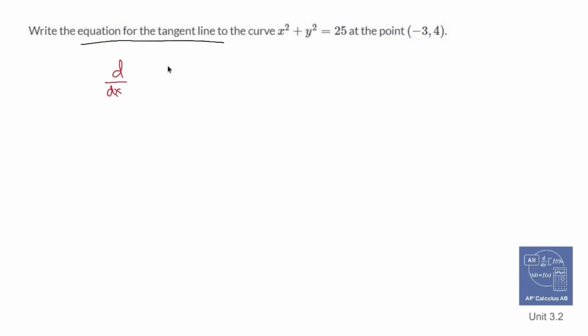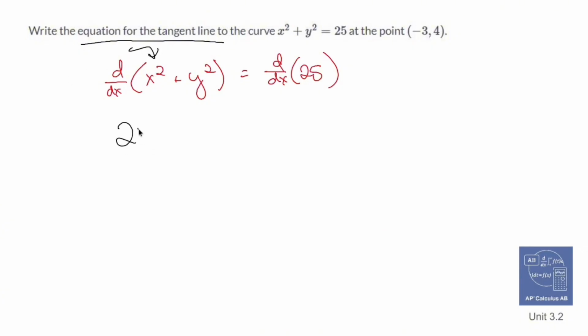Now, the easiest way that you could take the derivative of this is by doing our good old friend implicit differentiation. So I'm going to d dx both sides. I'm going to take the derivative of both sides with respect to x. The derivative of x squared with respect to x is 2x, easy peasy. The derivative of y squared with respect to x is 2y, but don't forget to attach your dy dx. That's going to equal the derivative of a number, which is nothing.